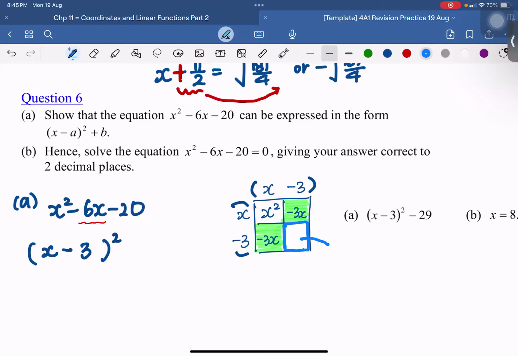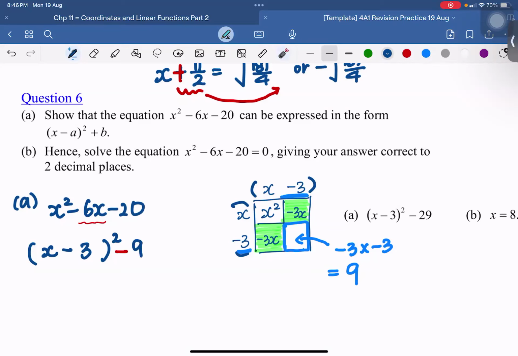What is this number here? Anyone tell me what is this number here? This number comes from -3 times -3. -3 times -3 gives you, what does it give you? Minus times minus become positive number 9, right? Okay, the original question over here do not have 9. So I need to minus away the number 9.